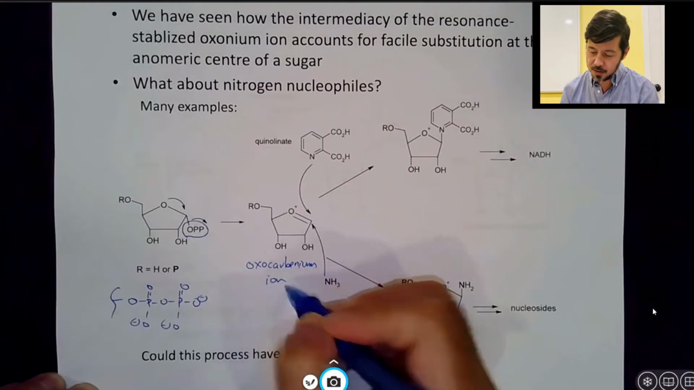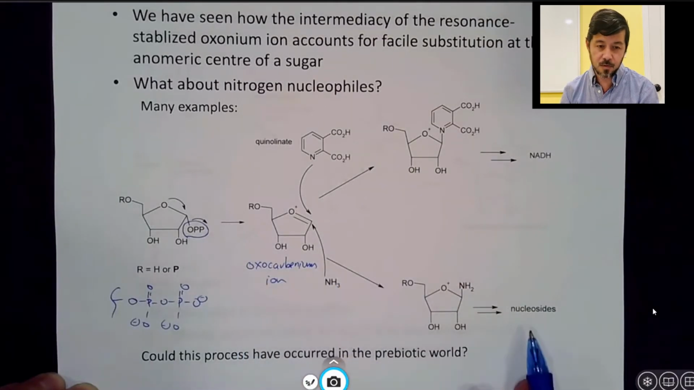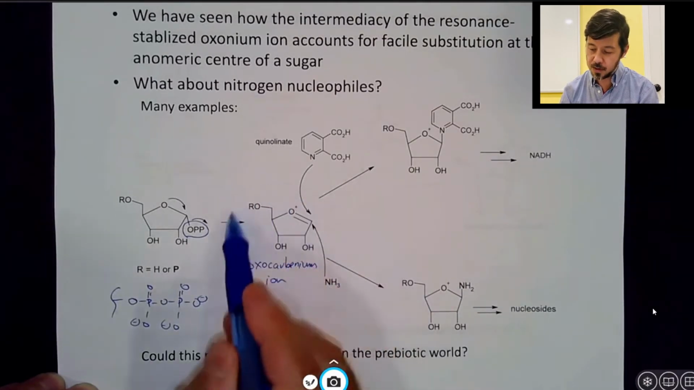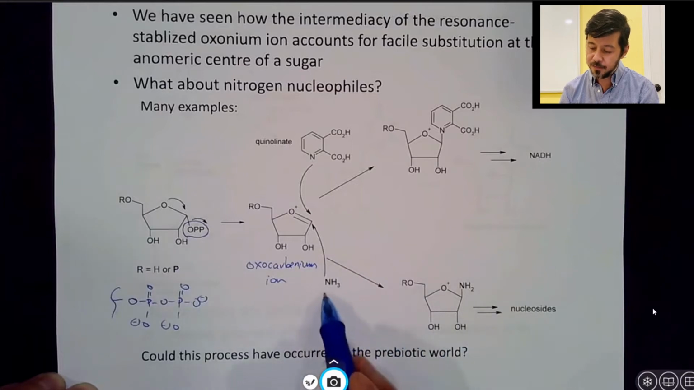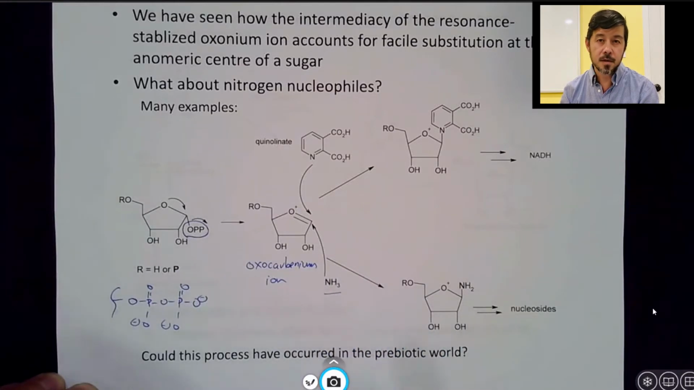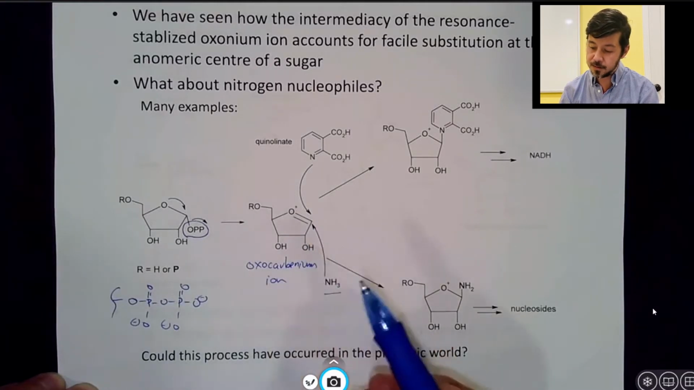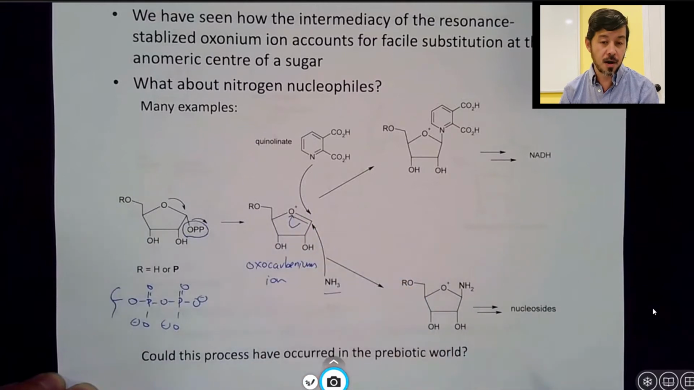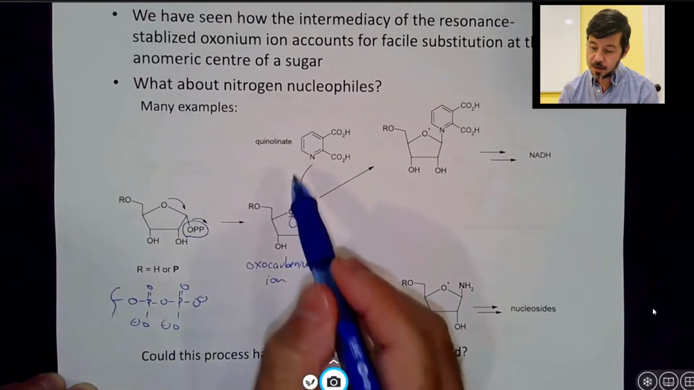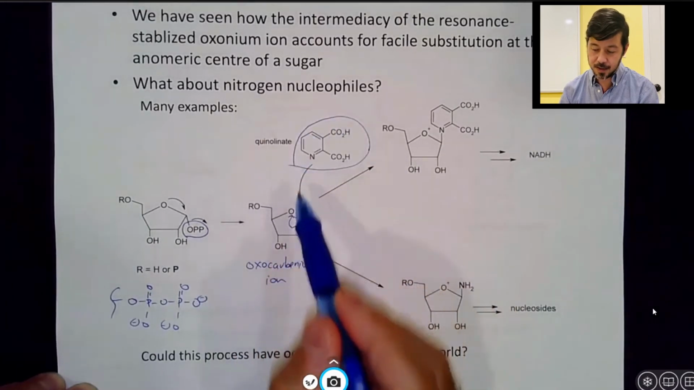One of the questions is, how were nucleosides formed? You can imagine that you have a good electrophile. Was this formed from ammonia being one of the precursors that was around during the prebiotic era? Could this have acted as a nucleophile? Perhaps. Another thing that could have been made perhaps are these types of heterocycles like quinolinates.